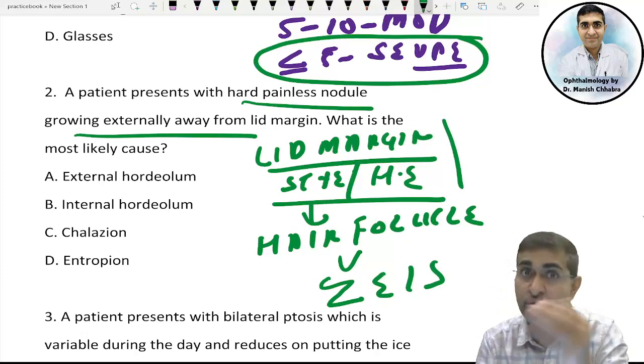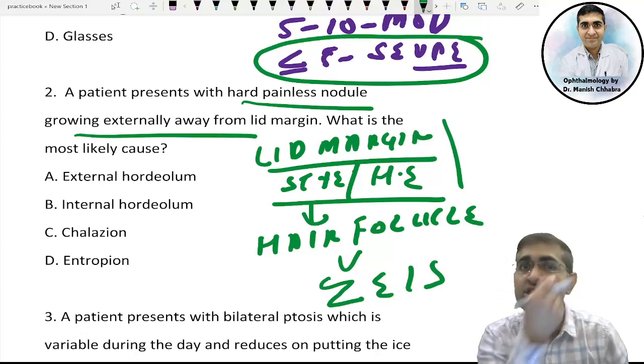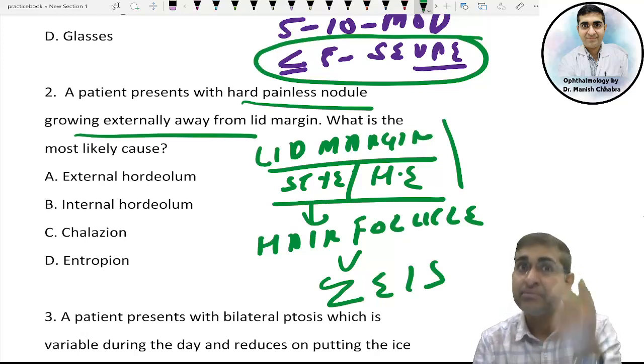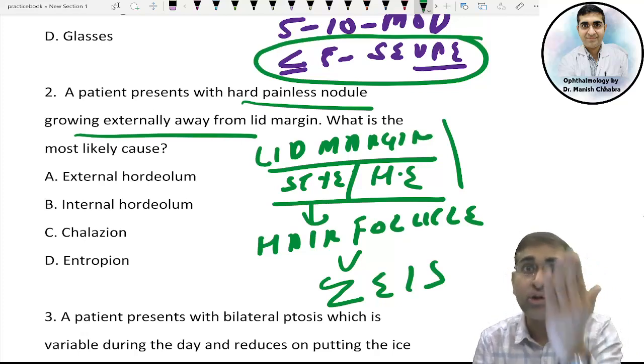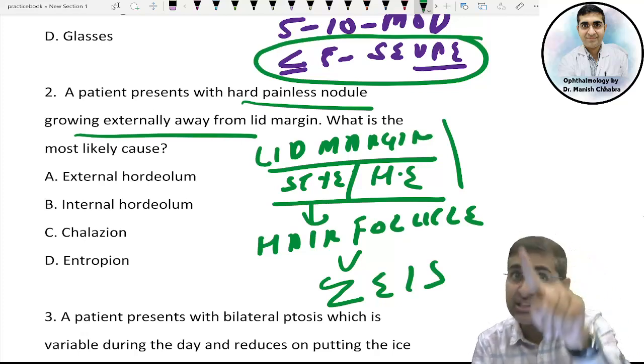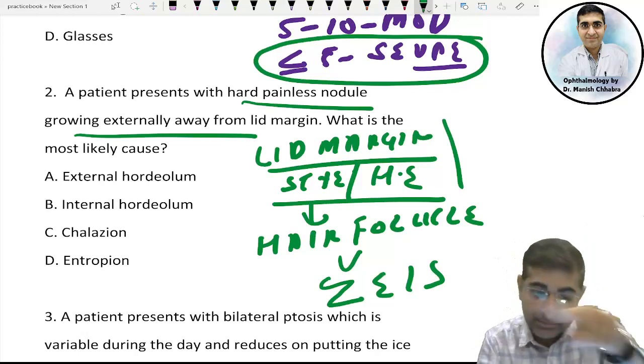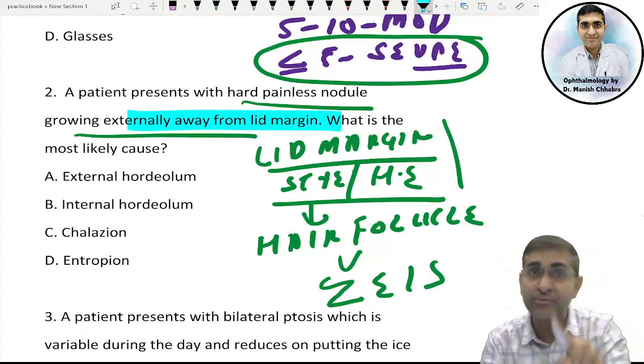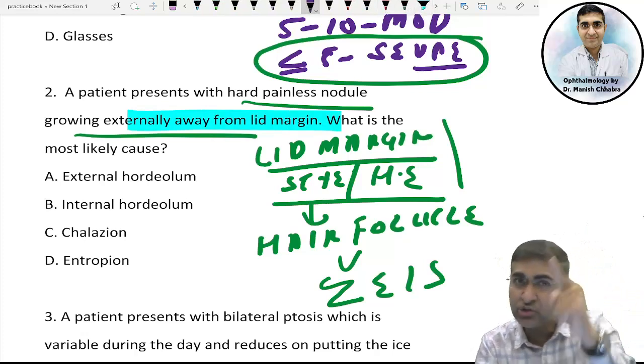Or you can even go for epilation. Epilation is you are going to pluck the cilia, the eyelash base of which is having hordeolum externum. You also go for hot fomentation. So that is the treatment of stye, which is at the lid margin. But here they are saying that this is present away from the lid margin. So what does the examiner want you to answer?